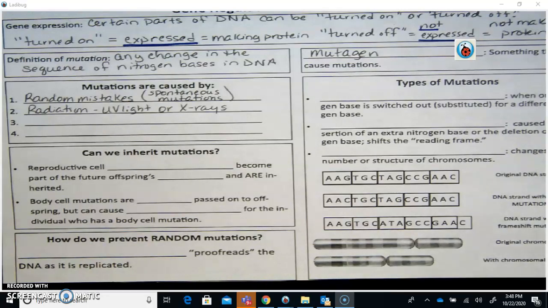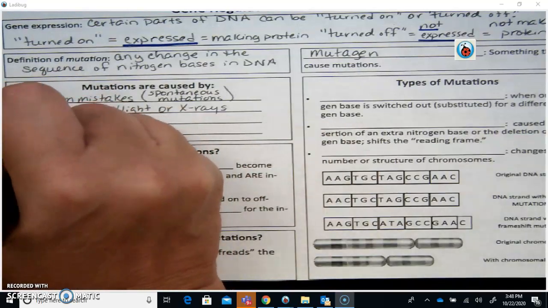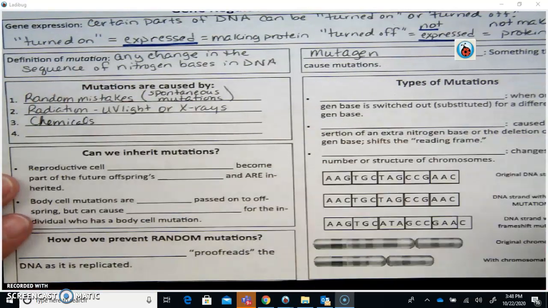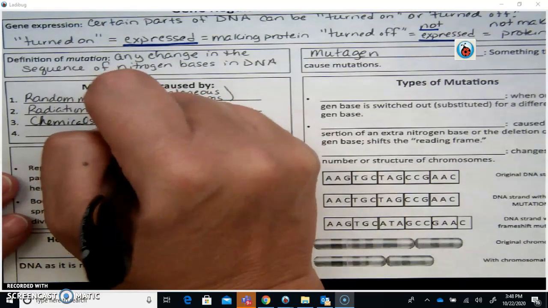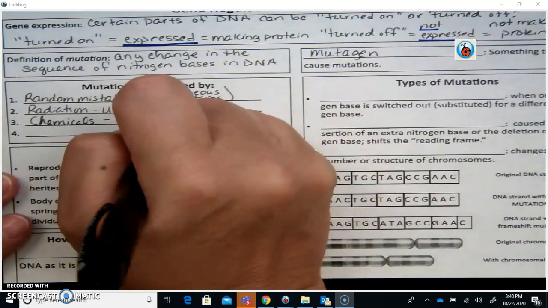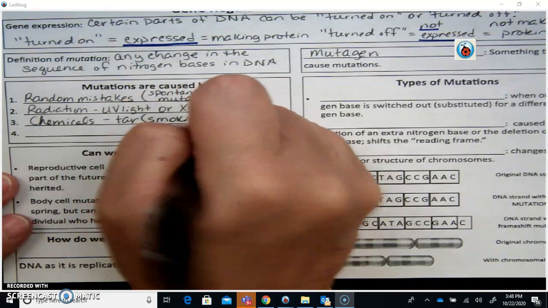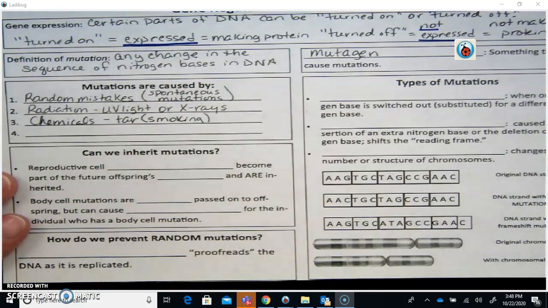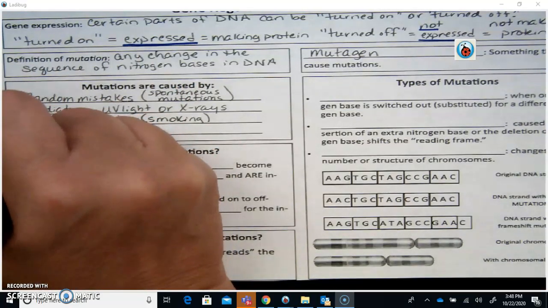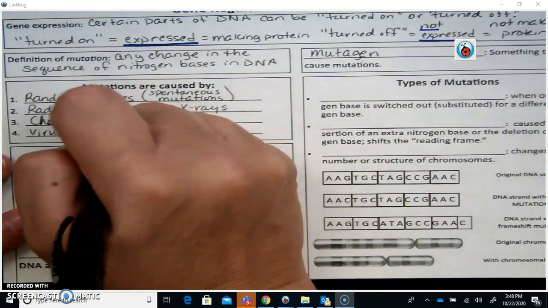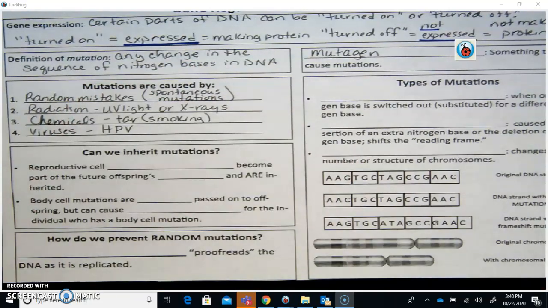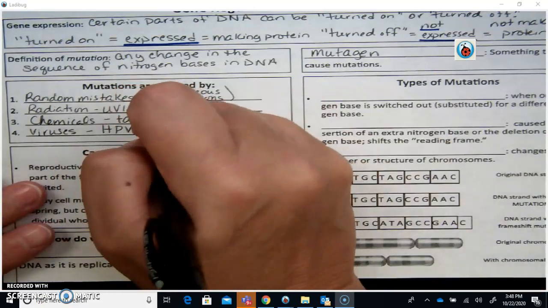Another cause of mutations are certain chemicals, like formaldehyde or petroleum ether, or some of the chemicals in tar. Obviously that's going to be related to smoking, and obviously related to lung cancer. And then some viruses can cause mutations. The best example I can give you here is the HPV virus, the human papillomavirus, which can cause cervical cancer.